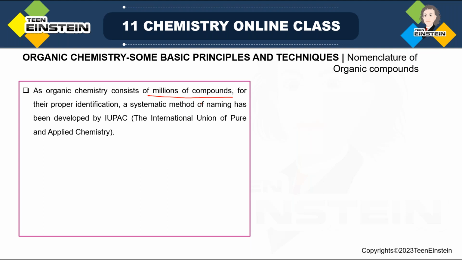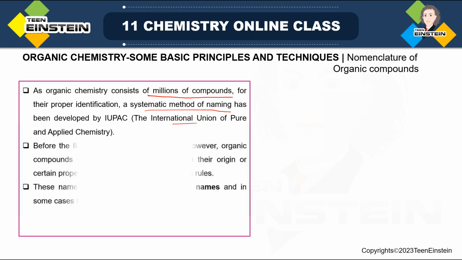And for this proper identification, we also need a systematic method of naming. Because if I am naming a compound in a particular way, and someone else is naming it in another way, then there will be some confusion. So there should be some fixed rule based on which we can decide the name, so that the name is fixed for a particular molecule. There cannot be more than one name for a particular molecule. And that is developed by IUPAC. The full form is the International Union of Pure and Applied Chemistry. Okay, so this is the importance of nomenclature for organic compounds, and why it is needed.